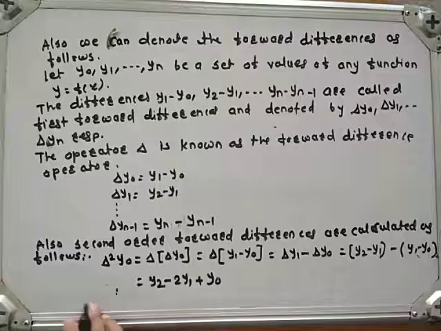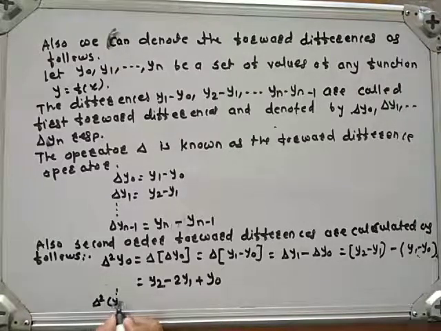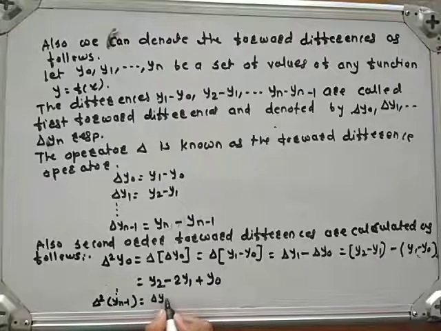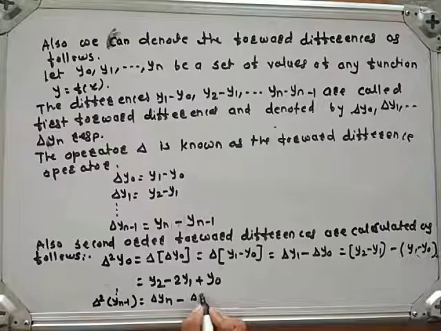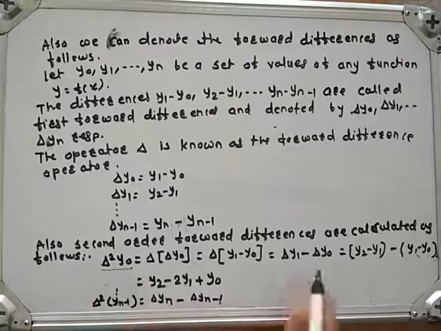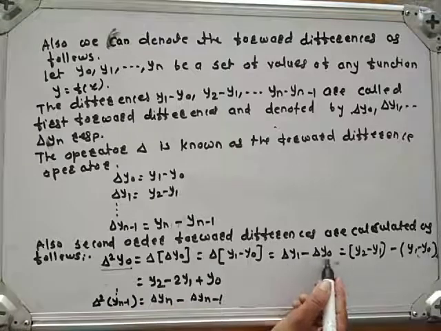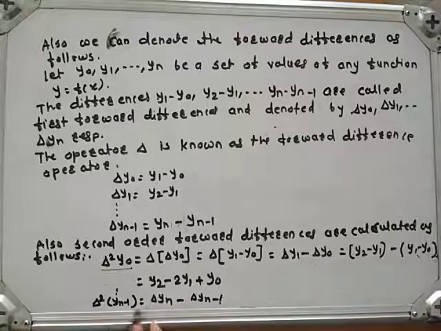and so on up to delta square y(n-1), which is equal to delta yn minus delta y(n-1), because here delta square y0 is delta y1 minus delta y0. Therefore delta square y(n-1) is delta yn minus delta y(n-1).